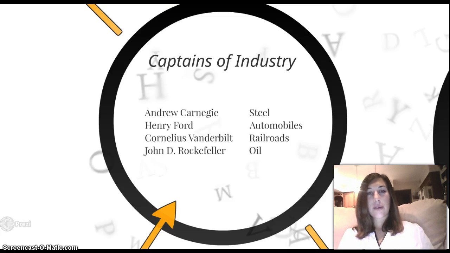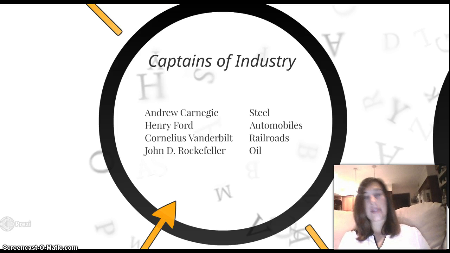The next thing on your assignment is going to be to match the captain of industry with his industry. Remember, a captain means leader. So the following 4 men are leaders in their industry. And an industry is what type of business they're in. It's not the name of their company, but it's the type of business they are in. For example, in the modern day time, Bill Gates is in the computer industry. Steve Jobs is in the computer industry, but those are not the names of their businesses.